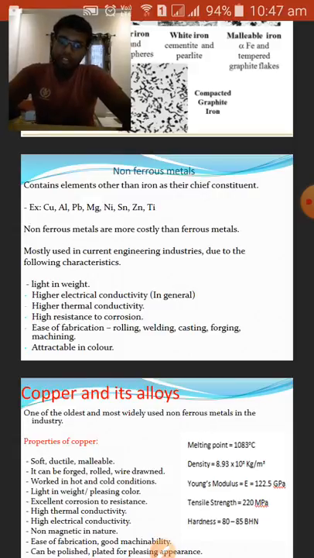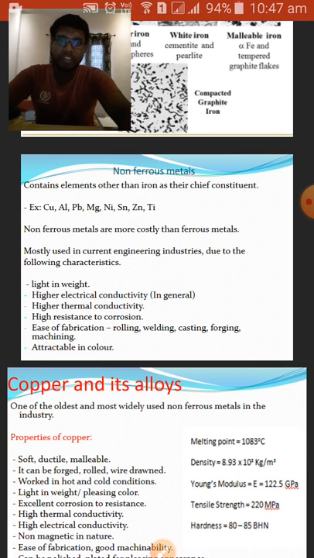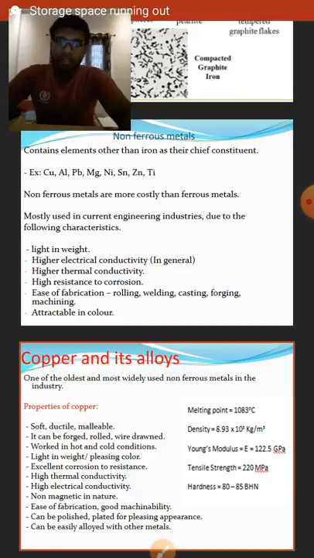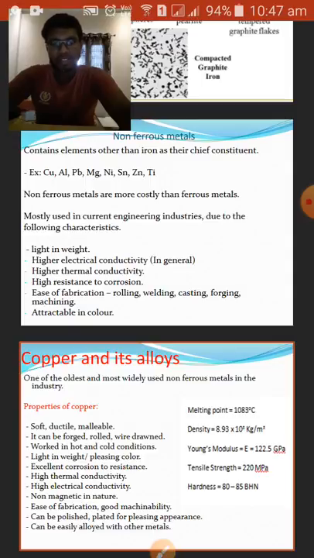So the examples of non-ferrous metals are copper, aluminium, lead, nickel, tin, zinc, titanium, etc. Generally, non-ferrous metals are costlier than ferrous metals. Therefore, in many industrial purposes we use non-ferrous metals instead of ferrous metals because they do not corrode as easily as the ferrous metals.